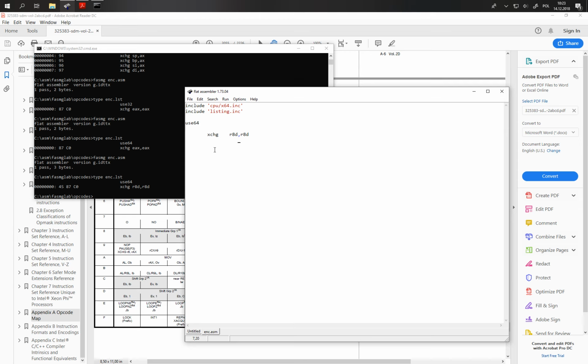Oh, are there timing penalties for using exchange to clear upper 32 bits? I don't know from memory. We would have to look it up in the optimization manual. This changes from generation to generation.